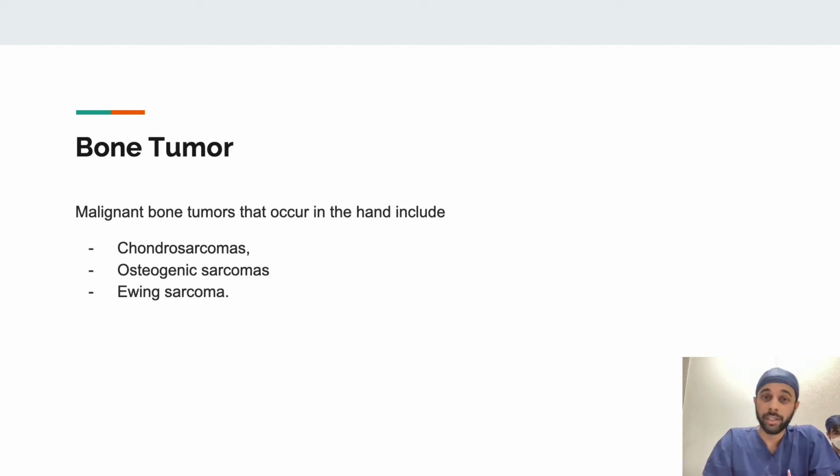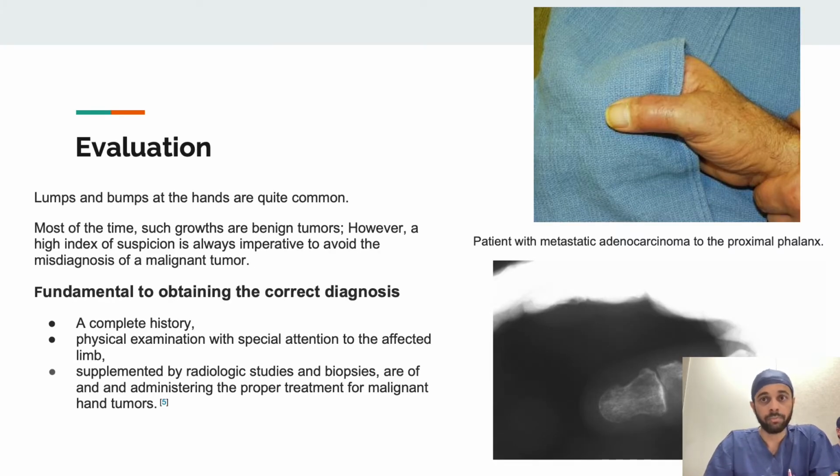But my major intention today with this presentation is how not to miss them and how to evaluate them, because that is what is more concerning to us: how we should not miss them and how we should go ahead in our workup if we have this sort of tumor. So we start with the evaluation. As everybody knows, lumps and bumps are very common in the hand, and most of the time they are benign tumors, but you should always have a high index of suspicion in order to avoid misdiagnosis of a malignant tumor.